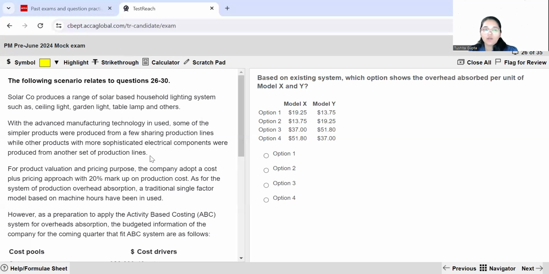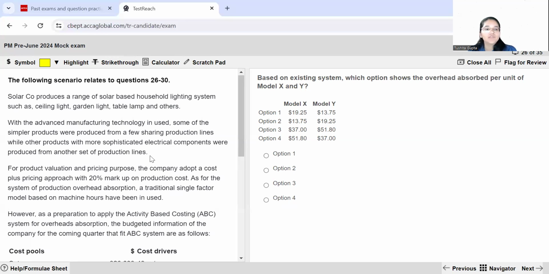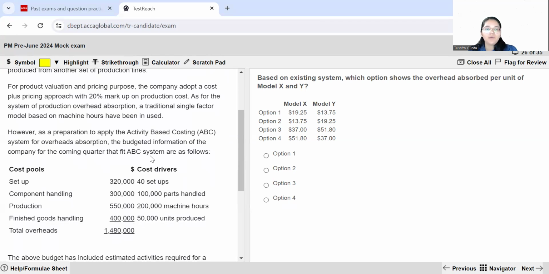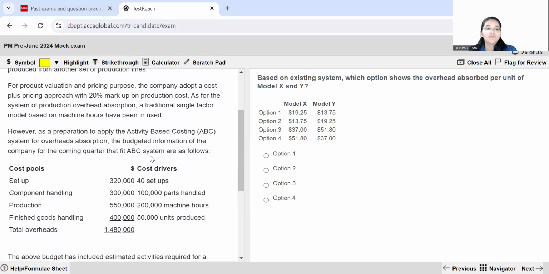So let us read the scenario once. Solar Company produces a range of solar-based household lighting systems such as ceiling light, garden light, table lamp, and others. With the advanced manufacturing technology used, some of the simpler products were produced from a few sharing production lines, while other products with more sophisticated electrical components were produced from another set of production lines. For product valuation and pricing purpose, the company adopts a cost plus pricing approach with 20% markup on production cost. So they are marking 20% up as a profit on their production cost.